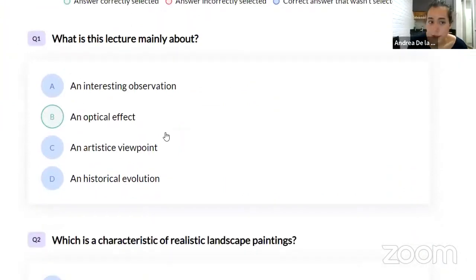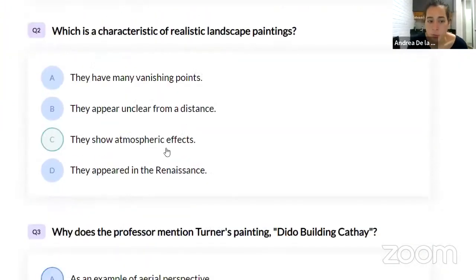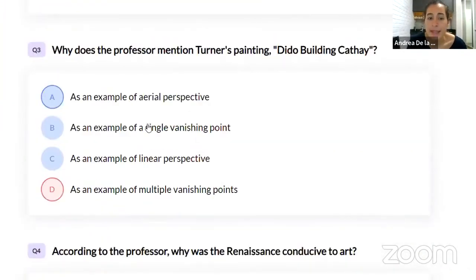So the first one's great, an optical effect. The second one's great as well, atmospheric effects. The third one was A, area and perspective. So as we said, the building was meant to show area.